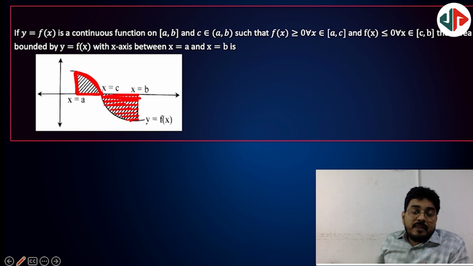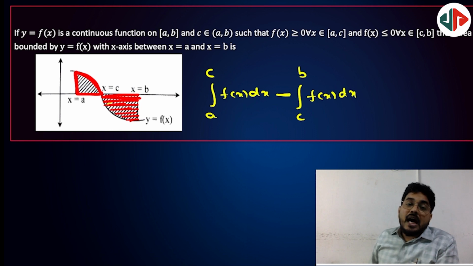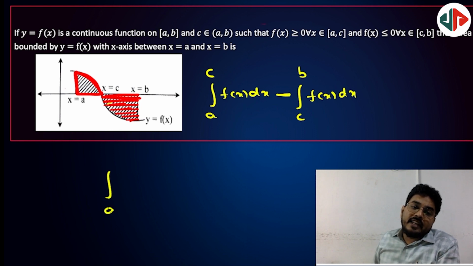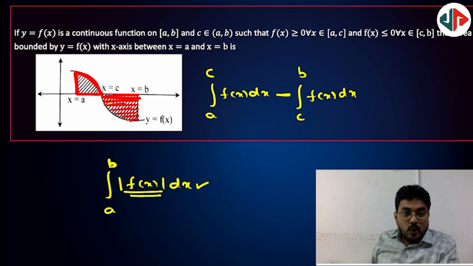So how will we do this? We will do the integral a to c f of x dx minus the integral c to b f of x dx, because this is a negative area, and to address the negative, we do this. Or maybe you can write the integral a to b modulus of f of x dx, which is also preferred. But again, what is modulus? Again, you need to split into this part only.